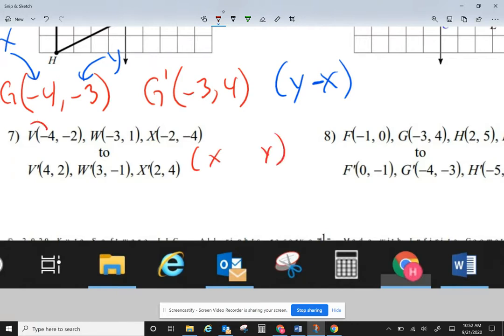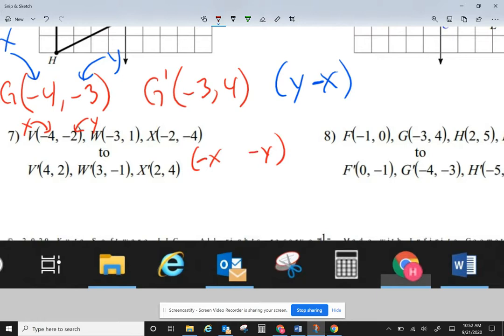Then I look at the original X value. I ask myself, did the 4 switch signs? Yep, it did. So let me put a little minus on the X. Then I look at the original Y value. Did the 2 switch signs? It was negative and it became positive. Yes, it did switch signs.